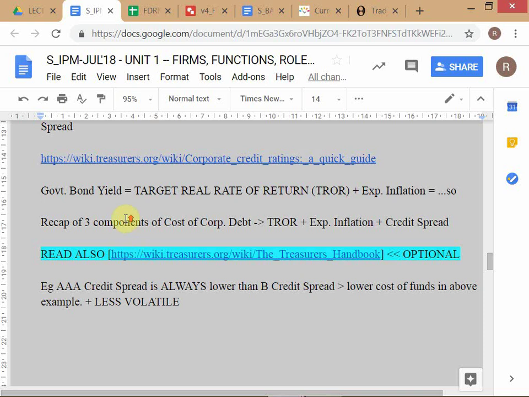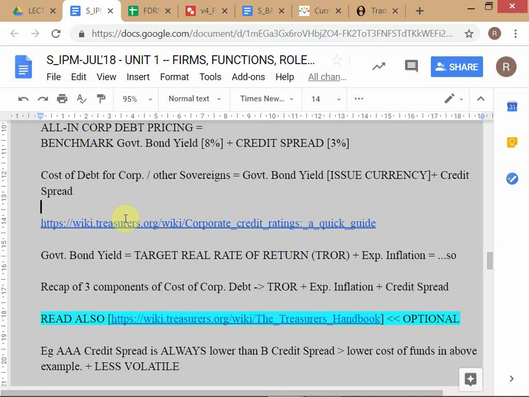Now what do we do? When we look at a corporate bond yield, we know that there are two components: the corporate credit spread and the benchmark government bond yield. Now, can we decompose the government bond yield further? The all-in corporate bond yield we have split into two parts: corporate credit spread and the benchmark sovereign yield.